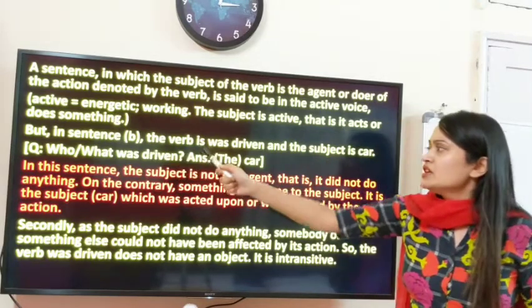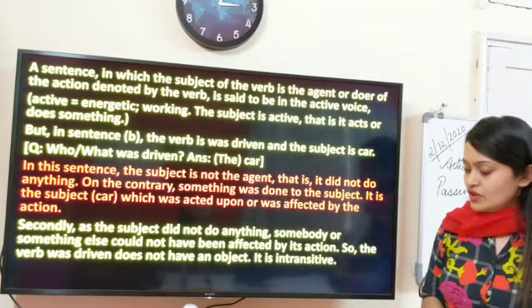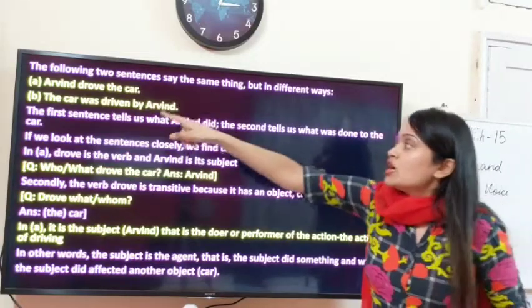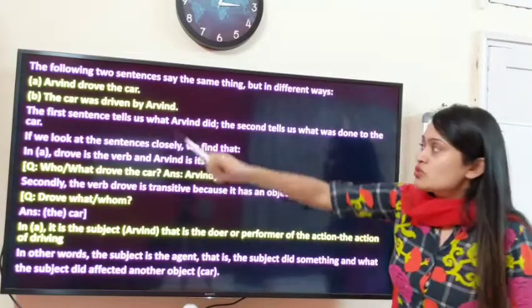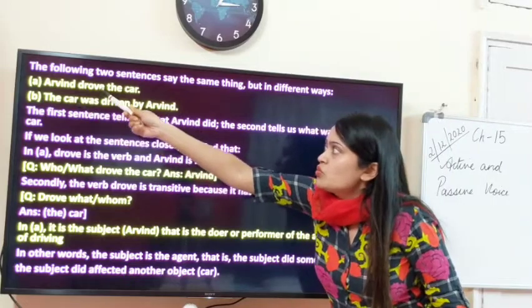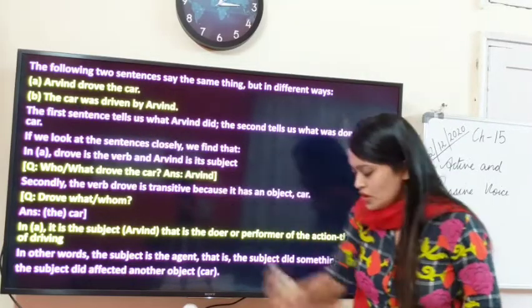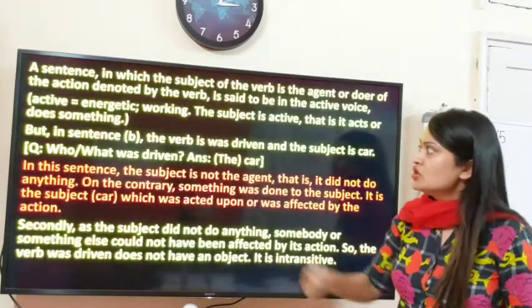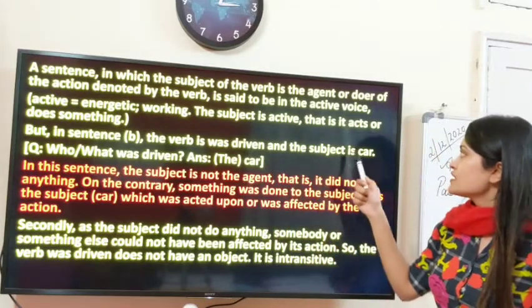But in sentence B, the verb is was driven. Let's get back, children. The car was driven. What is the subject over here, children? The car. What is the verb? Was driven. Okay, let's get back to the explanation. The verb is was driven and the subject is car.